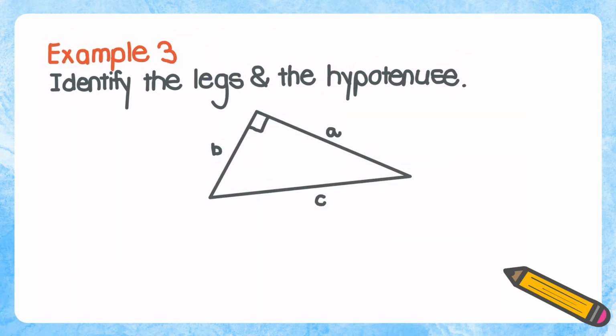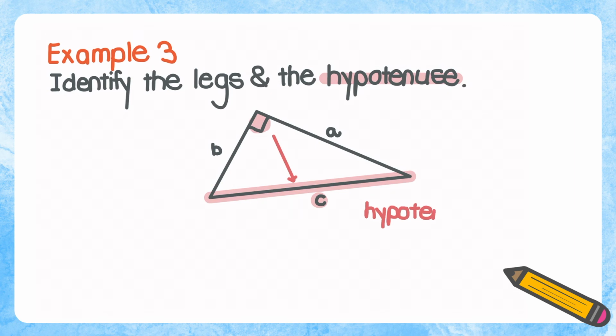Last example for this lesson. Notice here the sides actually have some names, like side A, side B, and side C. So which ones are the legs and which one is the hypotenuse? The hypotenuse is the side opposite of the right angle. So in this case, side C is the hypotenuse.